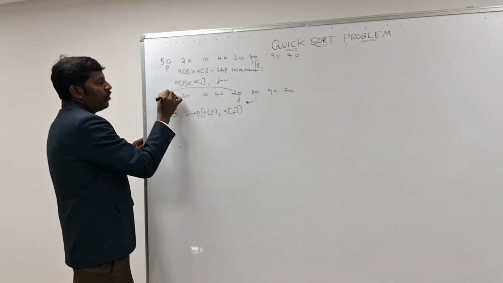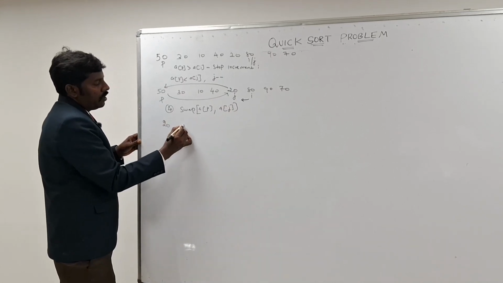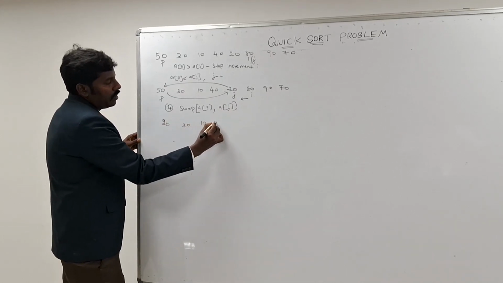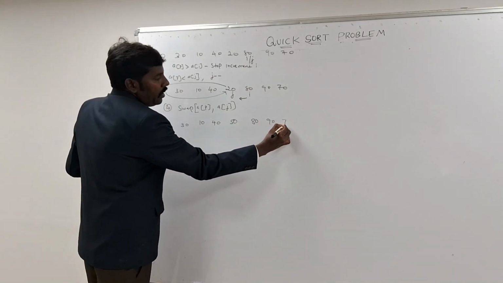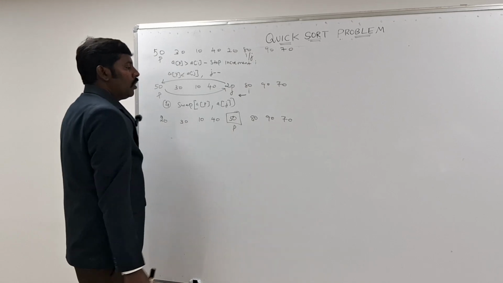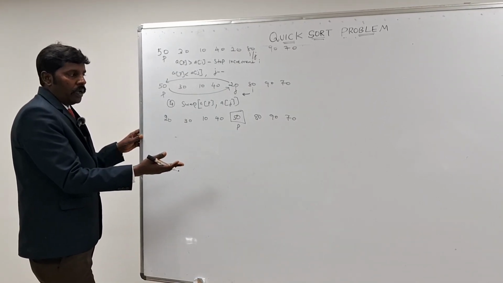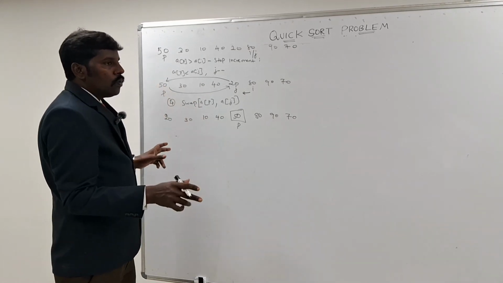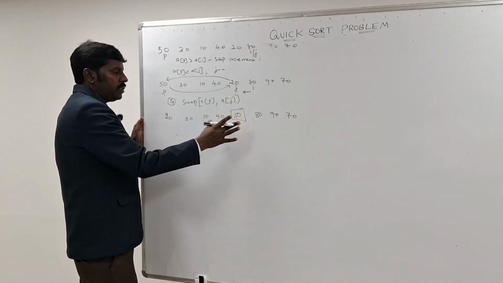So 20 comes to 50, the 50 goes to 20's position. So 20, 30, 10, 40, then 50, then 80, then 90, then 70. This is the pivot element. Once the pivot element is swapped, you split the two sublists. It is a very important stage.